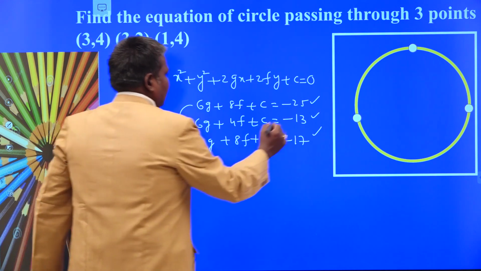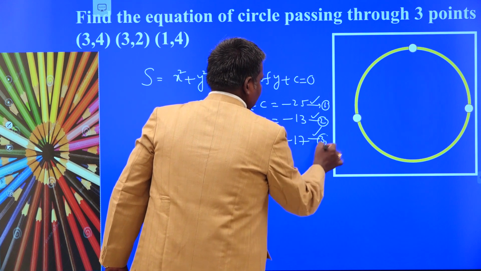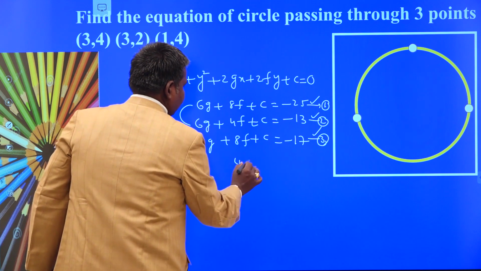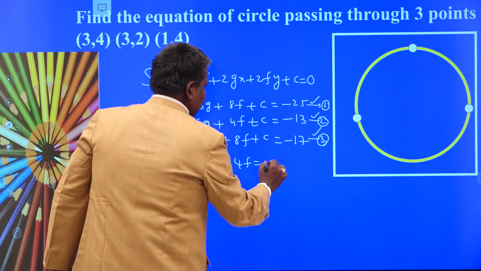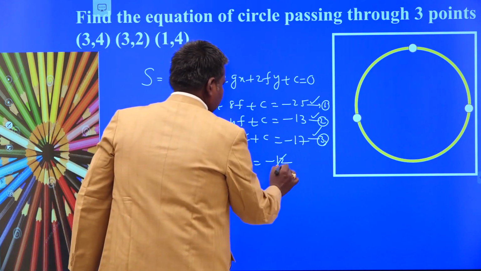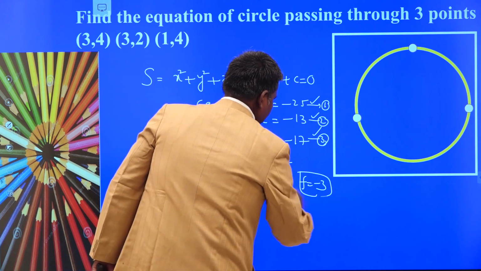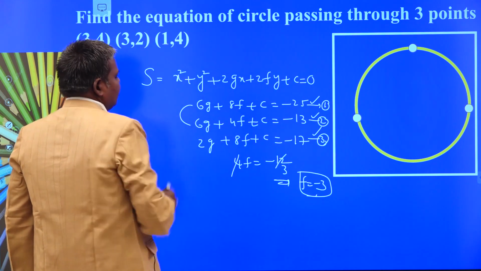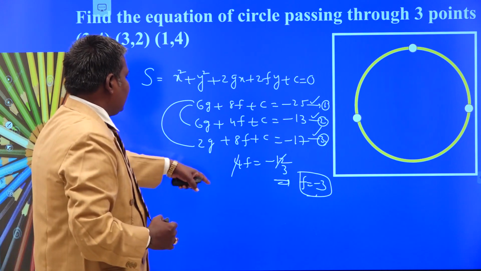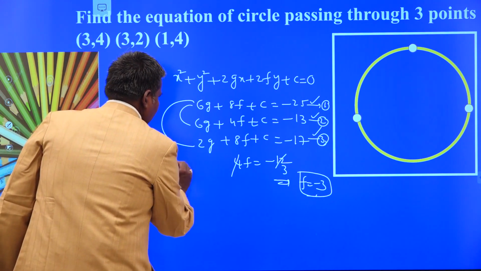So now I am subtracting 1 from 2. Say this is equation number 1, this is equation number 2, this is equation number 3. By subtracting this from this, what happened? 4f is equal to minus 12. Am I correct or not? So 4 3s are 12, implies f is equal to minus 3. Next, you can subtract this from this also, but for the sake of convenience, I am subtracting from here to here, because 8f gets cancelled. 1 minus 3 implies what? This is 1 minus 2.